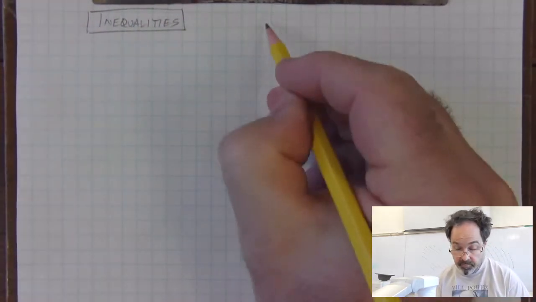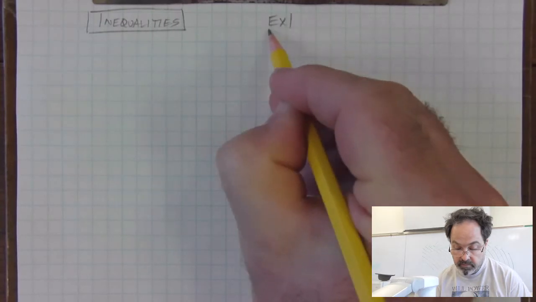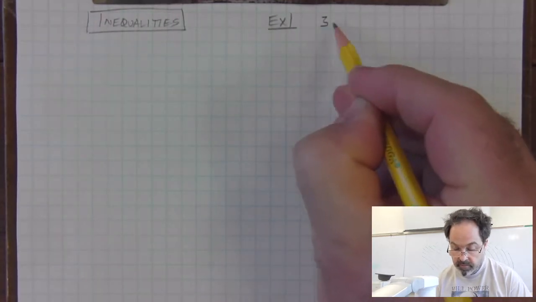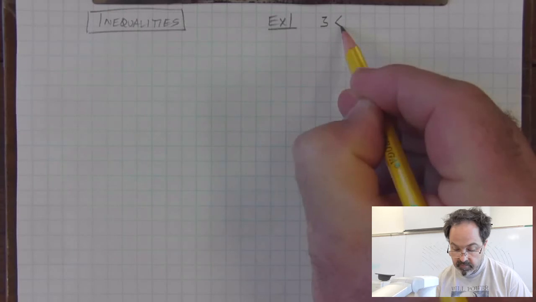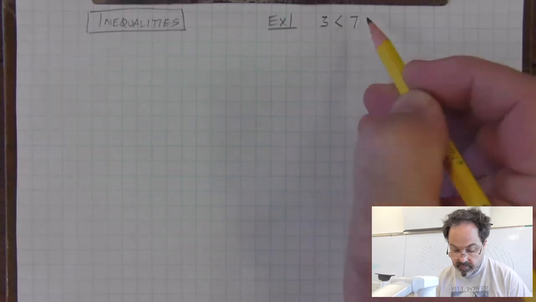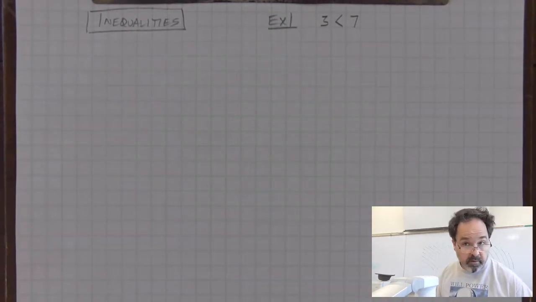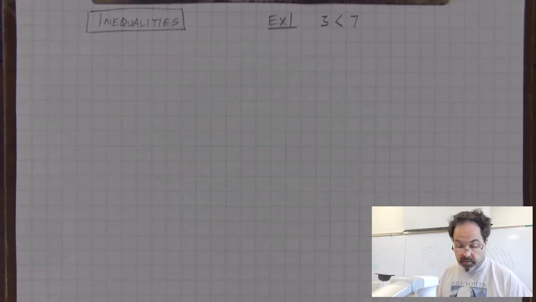I'm going to write an example of an inequality. 3 is less than 7. This is a very simple inequality.